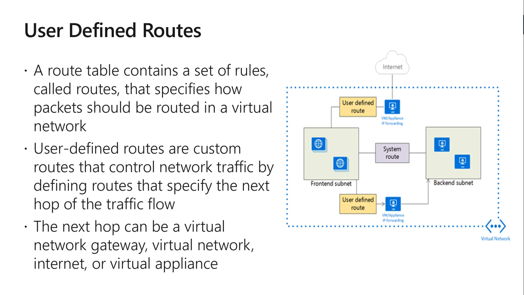So there are two kinds of routes. The first one is the system route. The second one we call the user-defined routes. Each route table can be associated with multiple subnets, but a subnet can only be associated to a single route table. So it's more like a many-to-one situation. There are no additional charges for creating route tables in Microsoft Azure, so you have to judge whether you need custom routes or not.